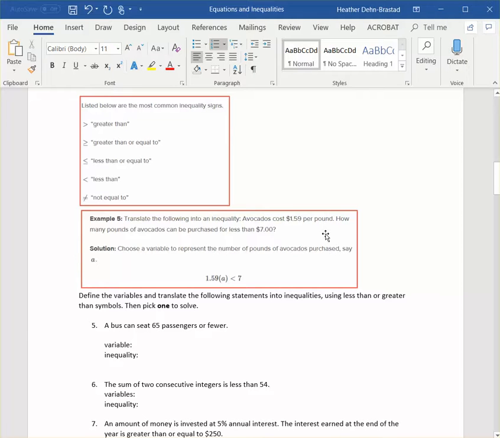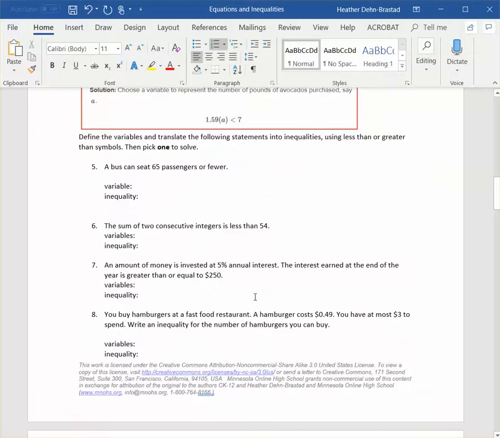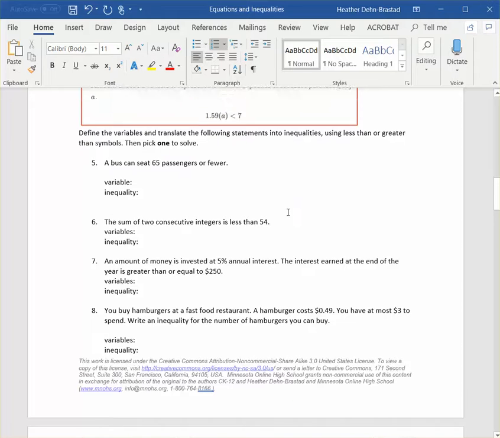Avocados cost $1.59 per pound. How many pounds of avocados can be purchased for less than $7? Pick a variable, define a variable, means just go ahead and let it be anything. And then these are $1.59 per pound, so they're using A, so $1.59 and they put it in parentheses, but you could just write it next to each other, is less than 7 because they want it to be less than $7. And then you just go ahead and do that for these problems. And then for one of them, solve the inequality.